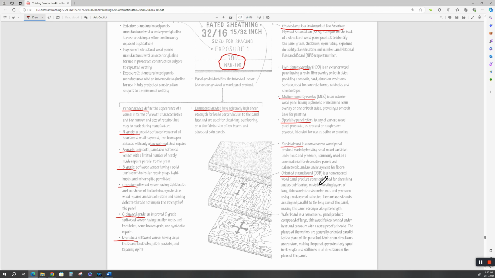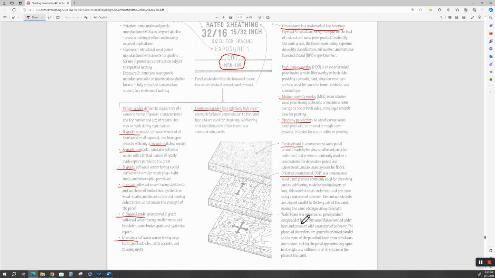Oriented strand board is a non-veneered wood panel product commonly used for sheathing and as subflooring. It's made of bonding layers of long, thin wood strands under heat and pressure using a waterproof adhesive. The surface strands are aligned parallel to the long axis of the panel, making the panel stronger along its length. Stay away from particle board. Oriented strand, OSB. This stuff gets wet over a long period of time, it'll come apart. I don't care what they say about the glue. I replaced a bunch of OSB when I redid my roof, and replaced it with plywood.